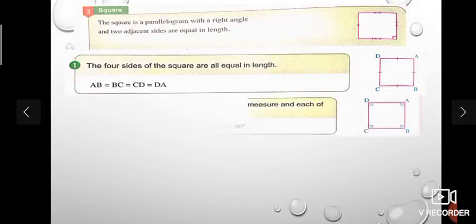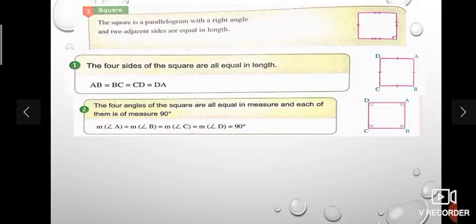Number 2, the four angles of square are equal in measure and each of them is of measure 90, like rectangle. A equal B equal C equal D, each equal 90 degrees.